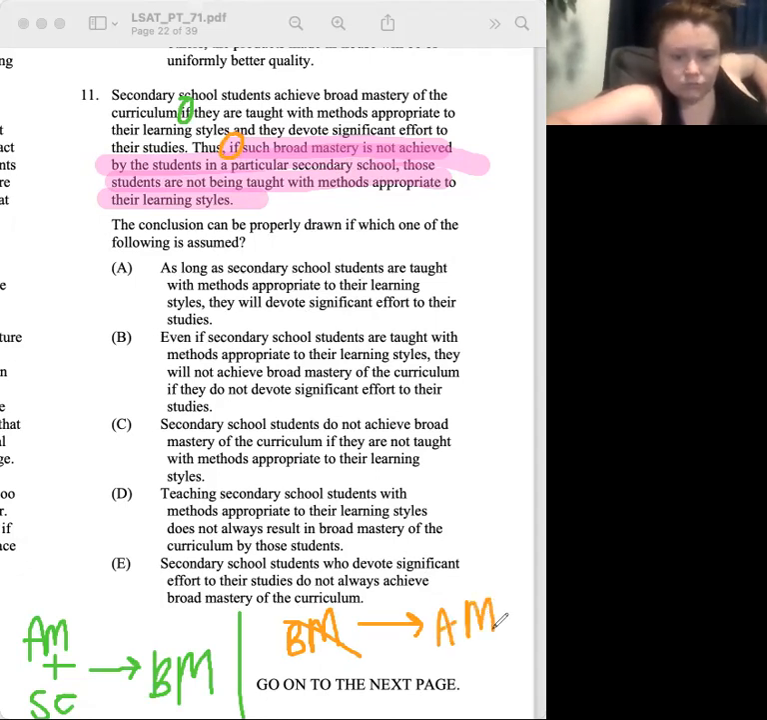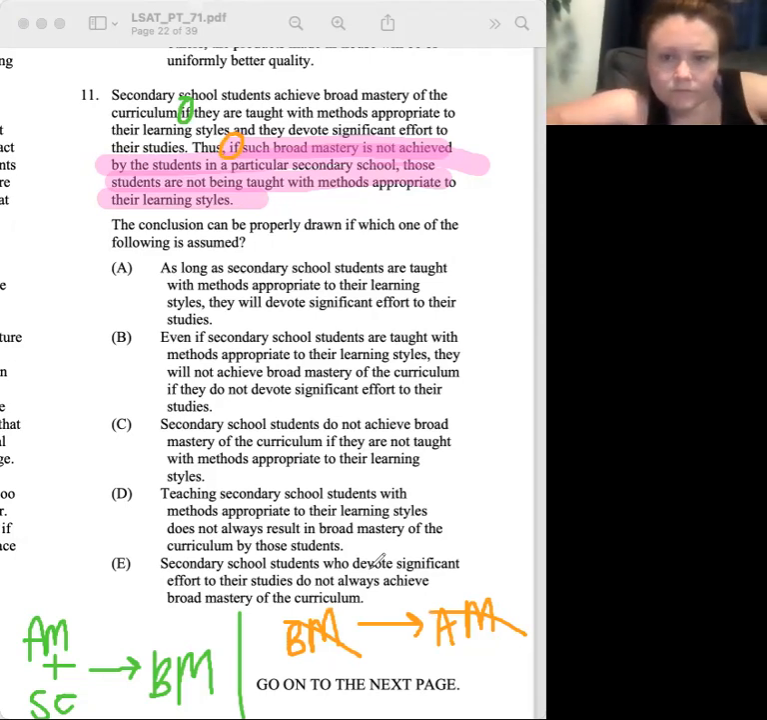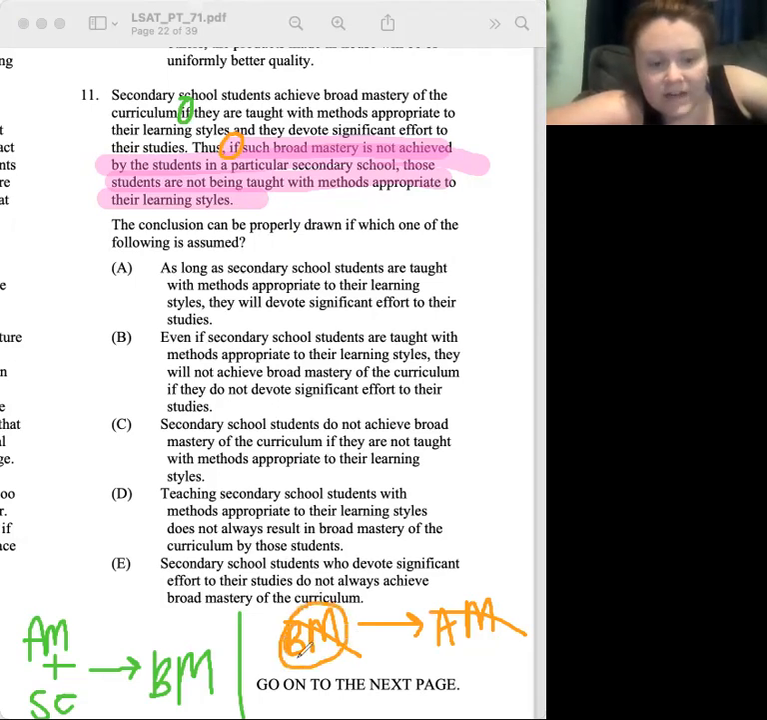So why is this one not sufficient? Because we're not talking about the effort. What about the effort? They're not saying in the conclusion anything about whether the children are putting in effort or not. Right. We're saying that broad mastery didn't happen, therefore it must have been that there weren't appropriate methods, but really it could have been the significant effort that caused it, right?